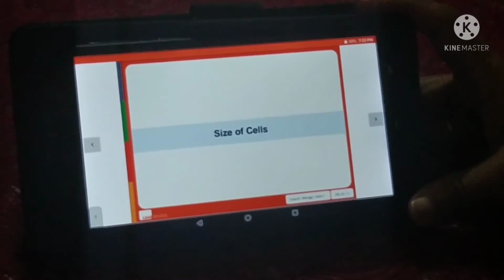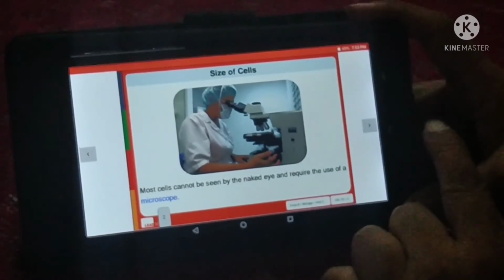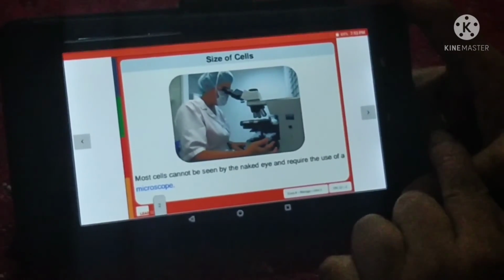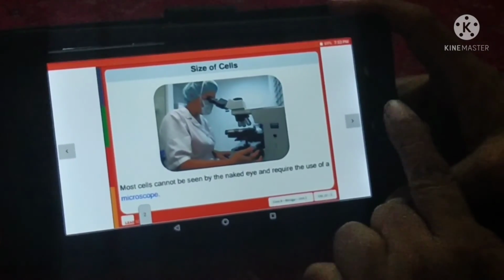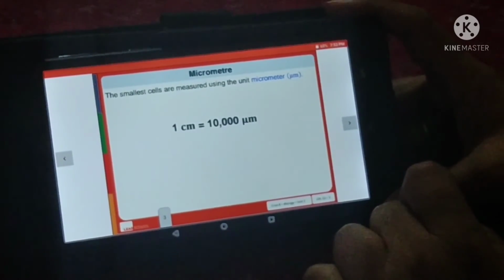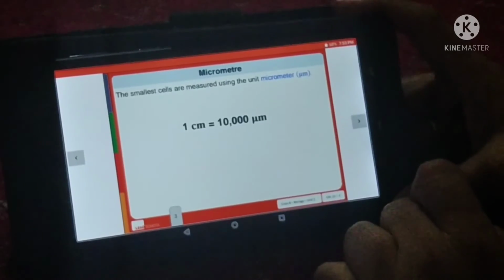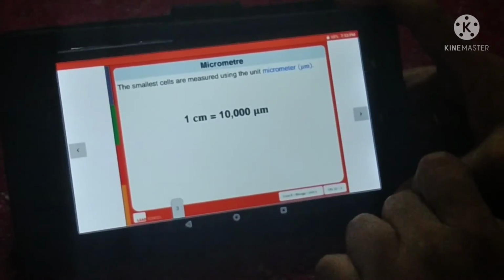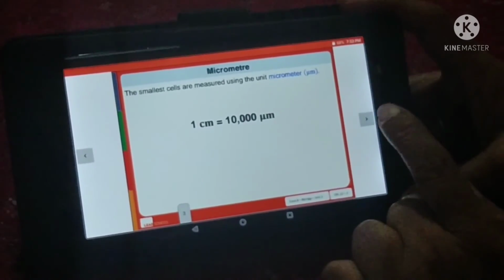Now we will learn about the size of cells. Most cells cannot be seen by the naked eye and require the use of a microscope. The smallest cells are measured using the unit micrometer. 1 centimeter is equal to 10,000 micrometers.